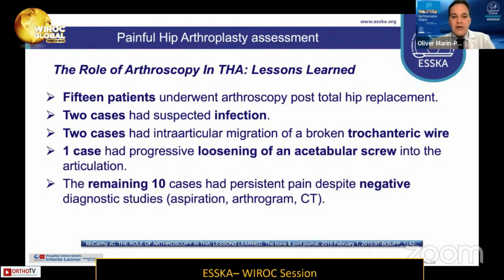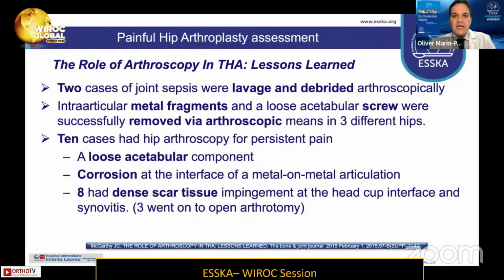Another article from McCarthy in 2015 again treated some cases of infection or trochanteric problems, or maybe some breakage of an instrument in these joints, screws, but mostly they are failed hip arthroscopy in this case because you don't have the diagnosis at the beginning. So I recommend you to study the total hip replacement before doing hip arthroscopy and establish the diagnosis of this painful total hip replacement.